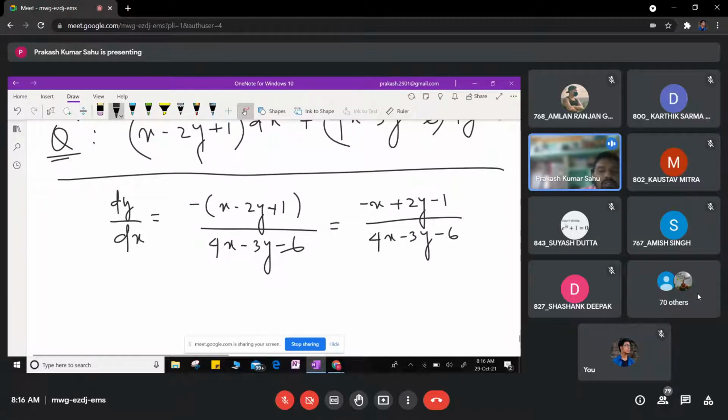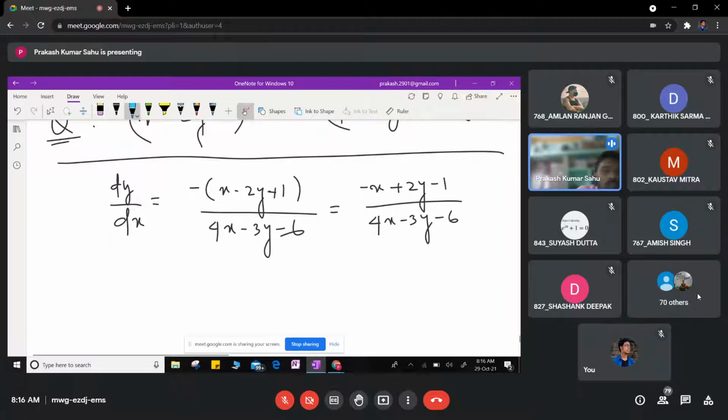And here you see, this is a1, this is your b1, and this is your a2, this is your b2. Our case is whether a1 by a2 is equal to b1 by b2 or not equal to. So first you check whether this is equal or not equal.